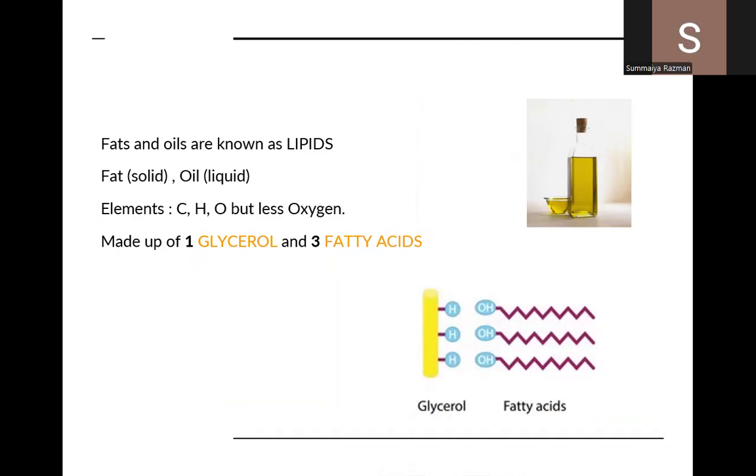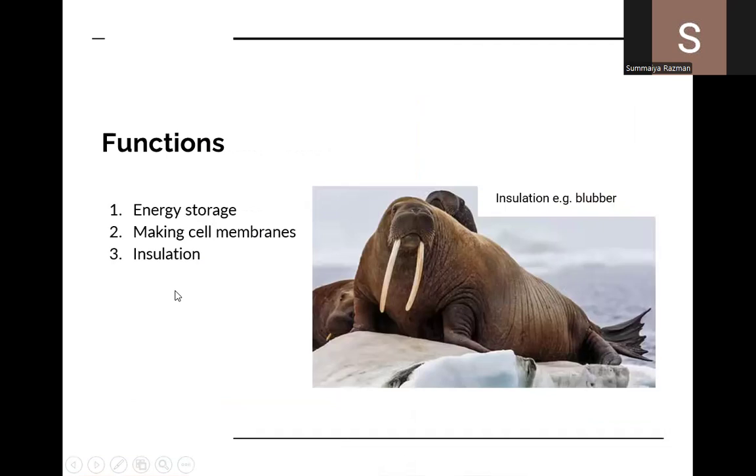They are made up of one glycerol and three fatty acids, as you can see in this image here. The role that they play is, firstly, in energy storage, but they also have a role in making cell membranes and insulation. So remember this image here of a seal? They have a layer of fat under their skin, and this is to keep them warm.